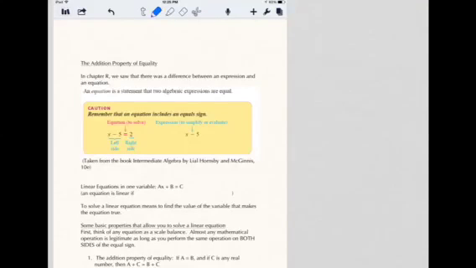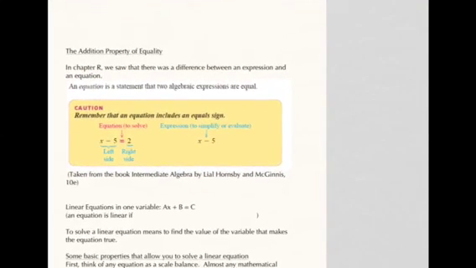We've used all of these rules, but now we'll actually formally discuss them. In Chapter R, we saw that there was a difference between an expression and an equation. Again, the important thing to remember is that an equation has the all-important equal sign. You solve equations, which means you find the value of the variable that makes the equation true. Expressions, on the other hand, do not have an equal sign, and all you can do to an expression is simplify or evaluate.